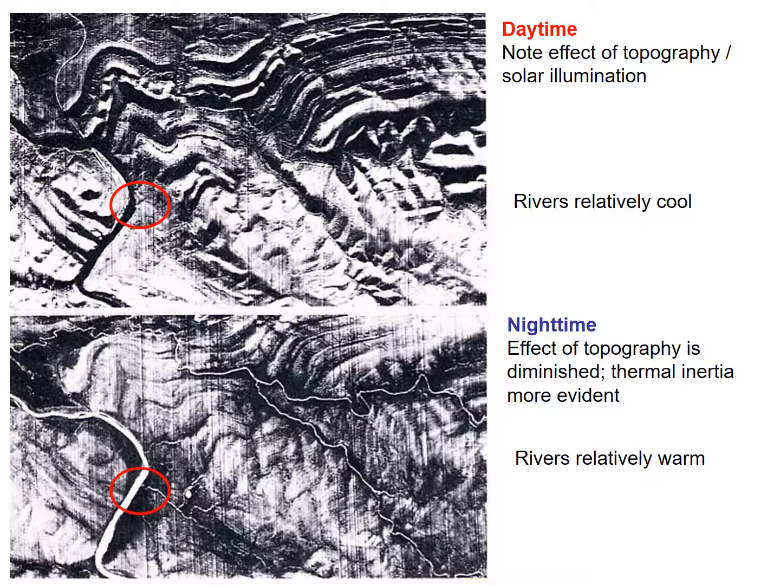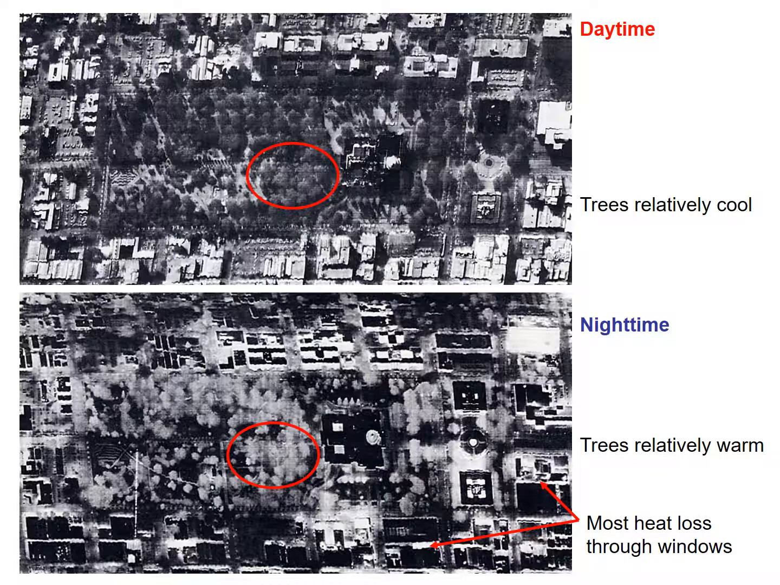And so the areas that you couldn't necessarily see, those two rivers off to the right in the daytime, become very, very obvious at night. Let's look at some other examples. Daytime, wondering what effects trees do. Looking at these thermal imagery, and you can see the trees there in the circle at the top. They're relatively cool during the day. When you get to night, they look relatively warm. And you look at the houses around, wondering where the heat is lost, and it's almost all going out the windows.